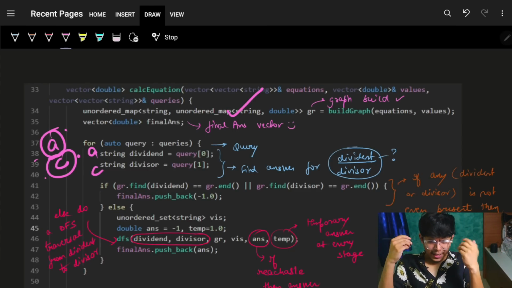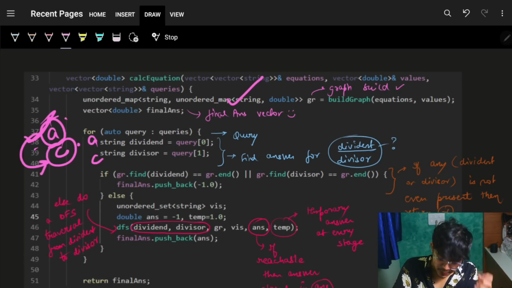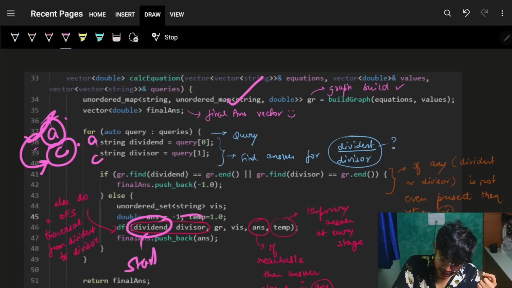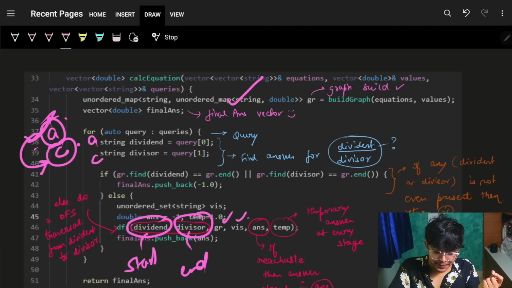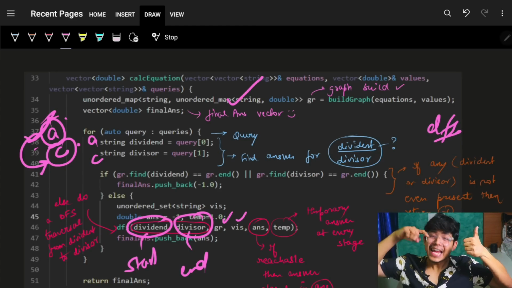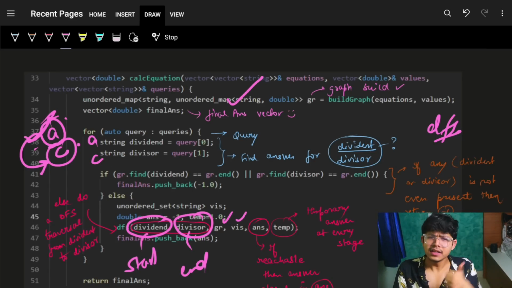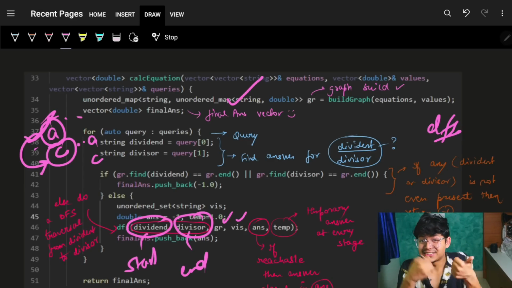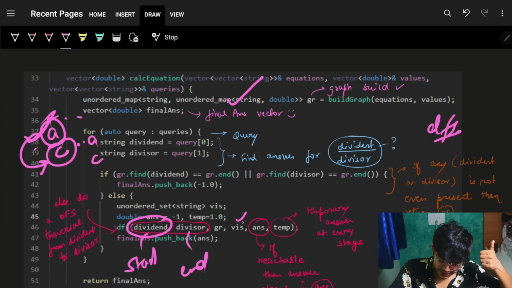Cool. Now, if both are there, start from A and try to reach C, which means you start from the dividend, which is the start node, and you have to end at an end node, which is the divisor, by traversing my graph. For sure, in a DFS traversal, we have a thumb rule that we visit every node exactly once. For that, you have to keep track of which nodes are visited. We can have a simple unordered set of strings, because the inputs are strings itself, to keep track of which nodes are visited.